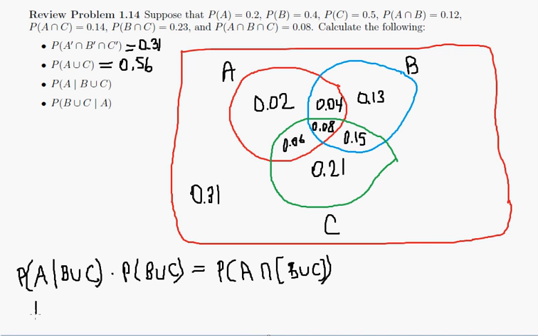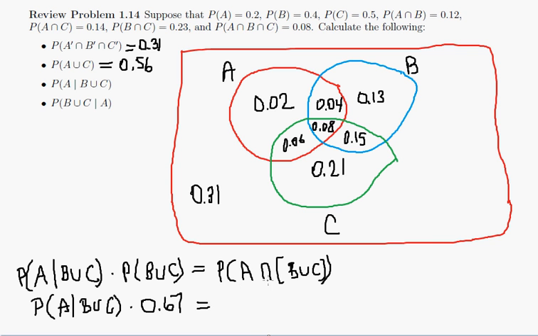So to do this problem, we have the probability of A given B union C times the probability of B union C. Well, to do that, we would add up all of the entries in black here except for the 0.02, and that works out to be 0.67. I'll let you check the arithmetic on that. Alternatively, this can be found in very much the same way that we found the 0.56 figure up here.